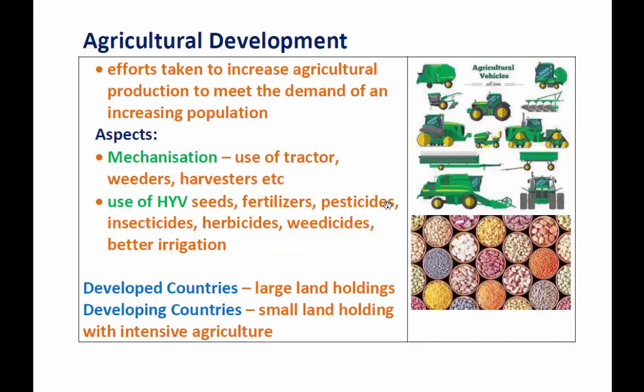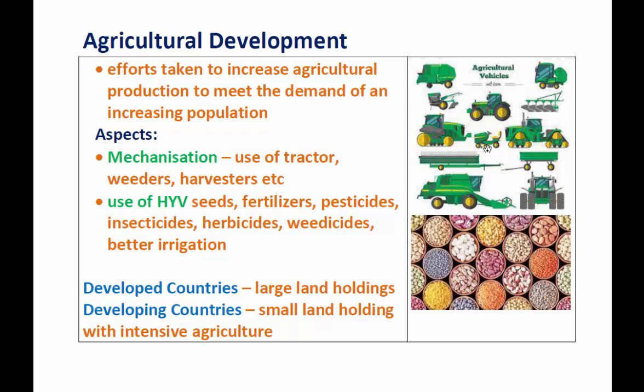Well, agricultural development refers to efforts taken to increase agricultural production to meet the demands of increasing population. So, in order to meet the demands of increasing population, especially food, we need to increase agricultural production, isn't it? So there are two aspects. One of them is mechanization. Mechanization refers to the use of machinery, such as tractors, weeders, harvesters, etc.